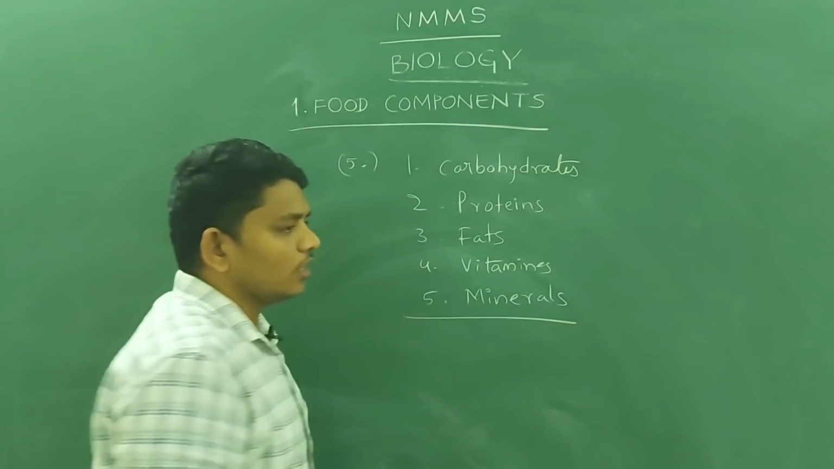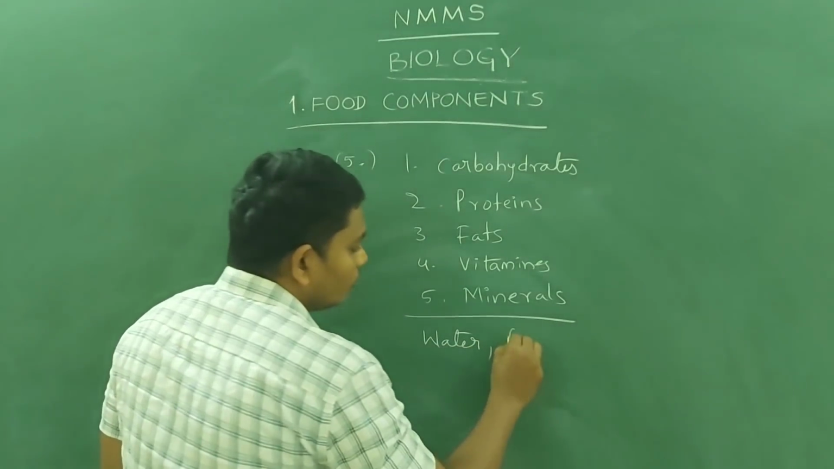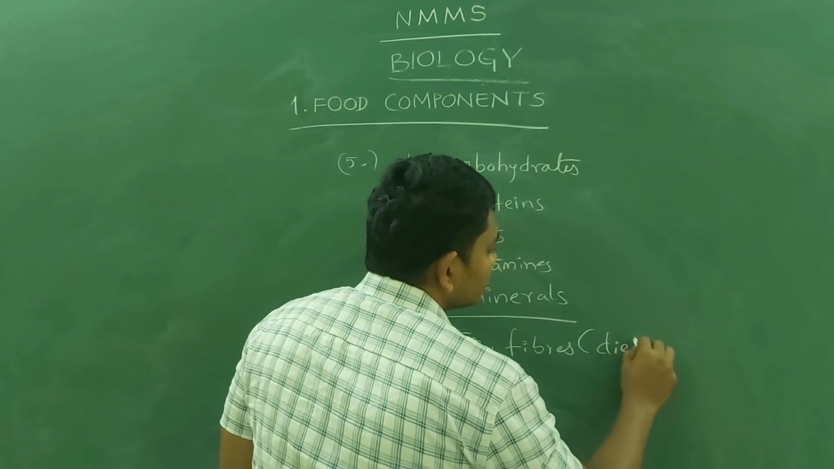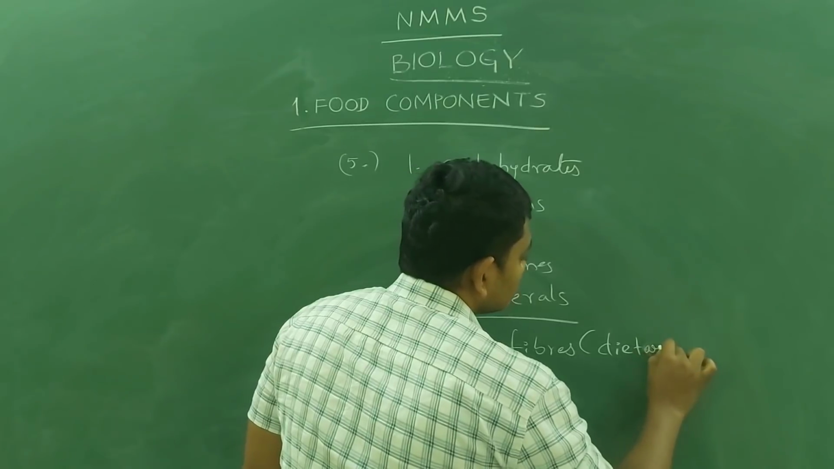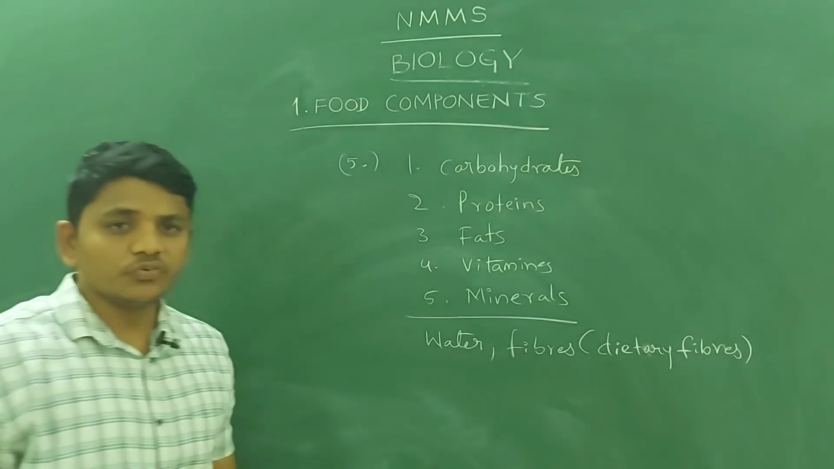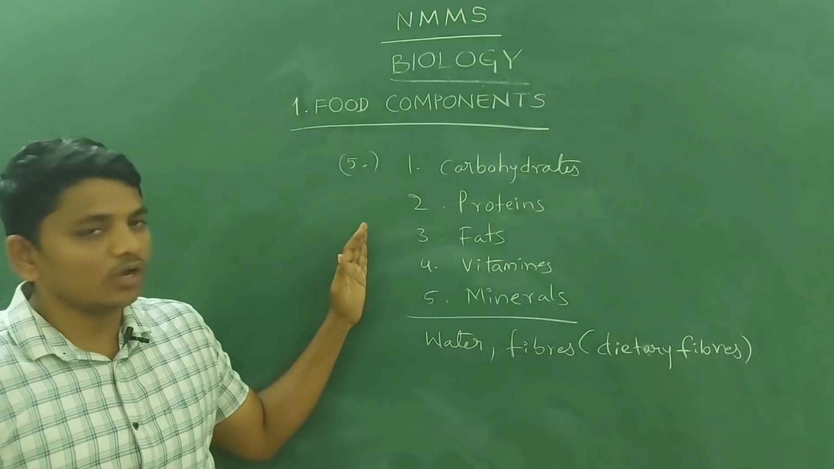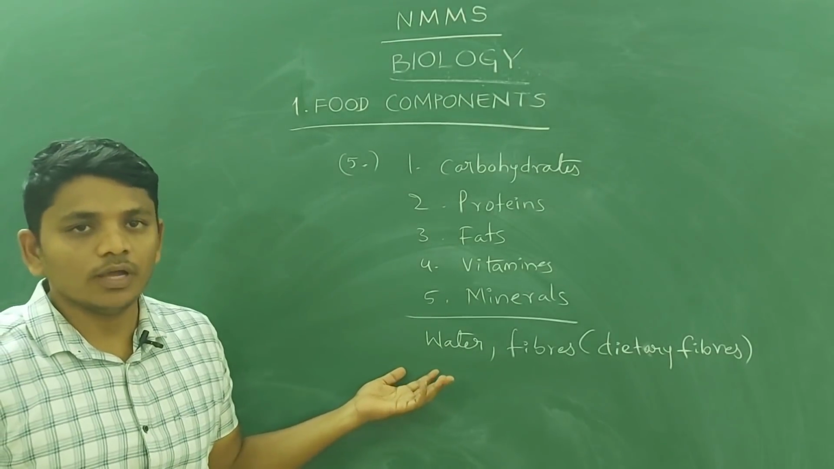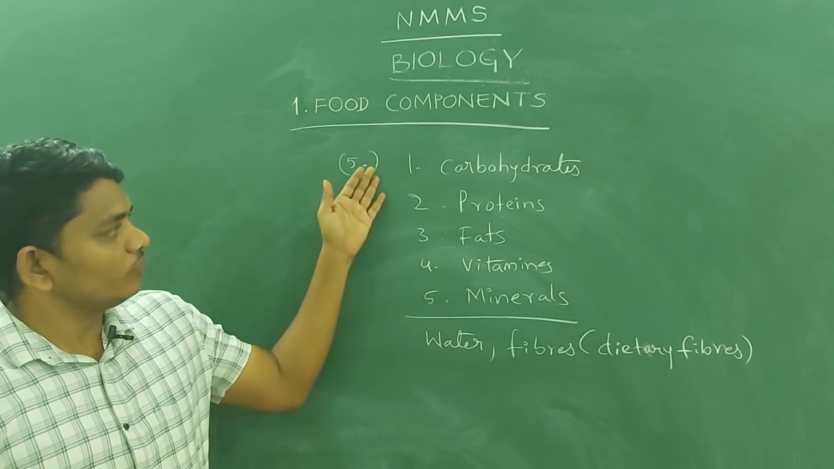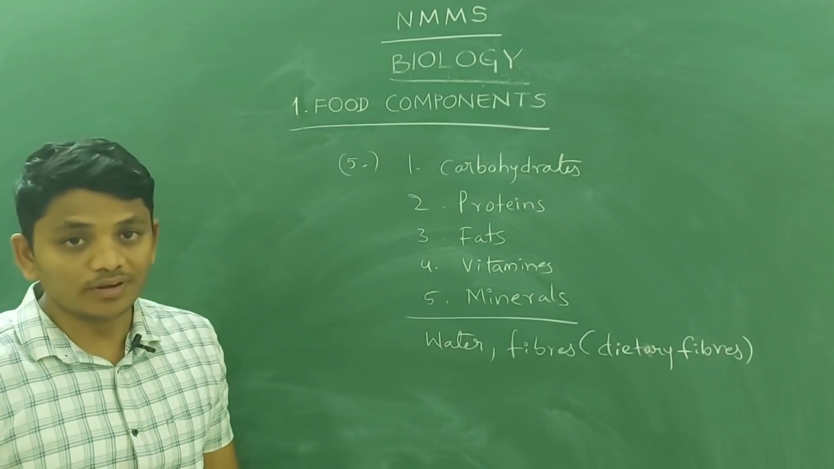Besides these, water and fibers, or dietary fibers, are also needed along with our food. So 5 types of major food components and 2 types of minor food components are required for our body. First we discuss the 5: carbohydrates, proteins, fats, vitamins and minerals.